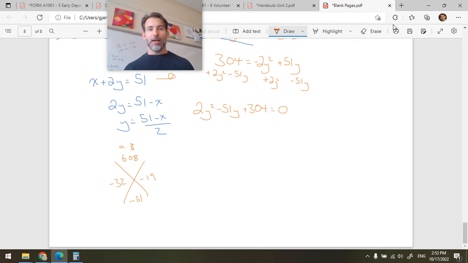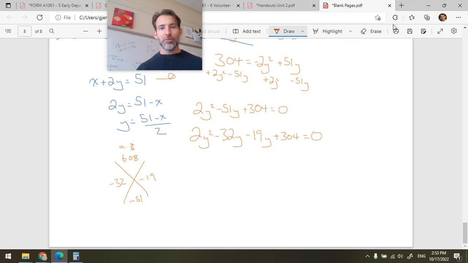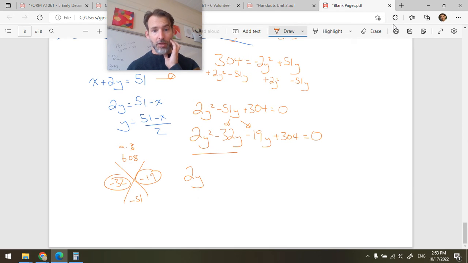All right, let's go. So 2y squared minus 32y minus 19y plus 304 equals 0. All right. So now I just broke that negative 51 into two pieces based on these numbers that came out of the X game. Now we can factor this by grouping. So out here, a 2y will come out, multiplied by y minus 16. And then over here, a negative 19 comes out, multiplied by y minus 16.